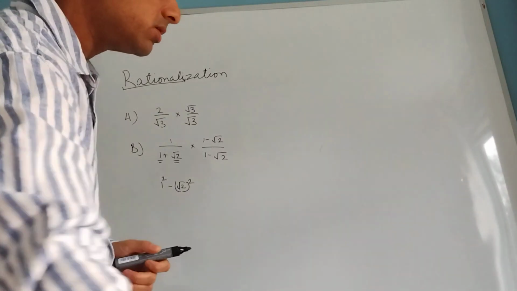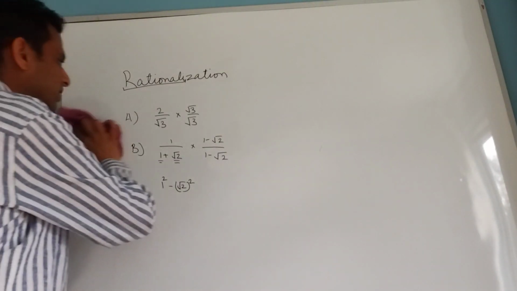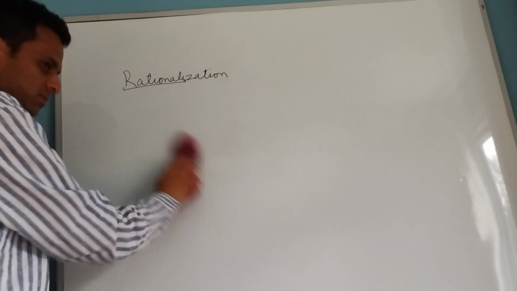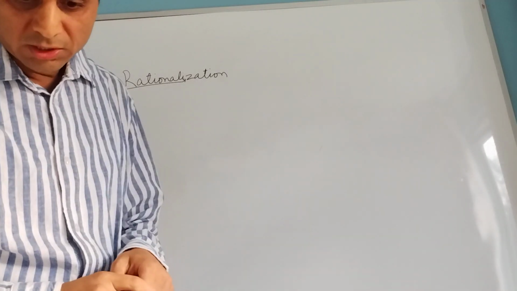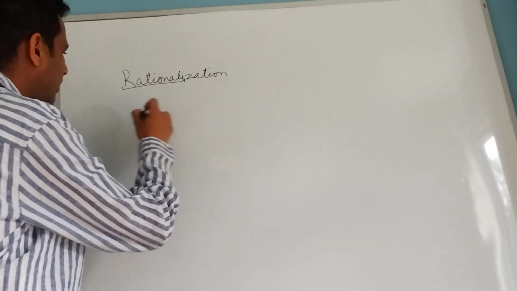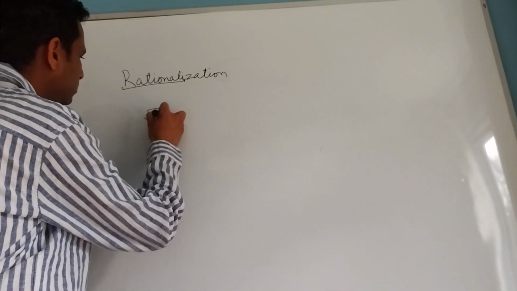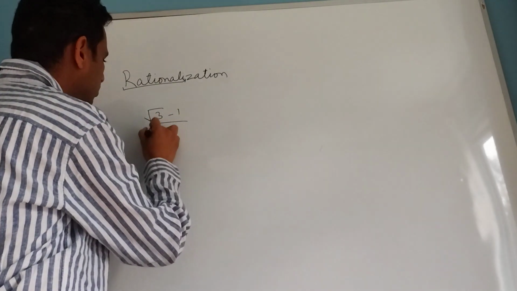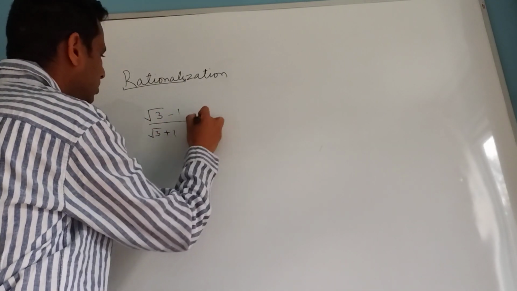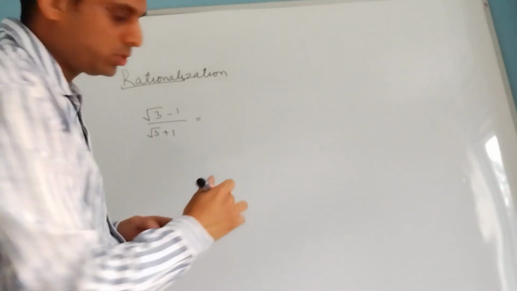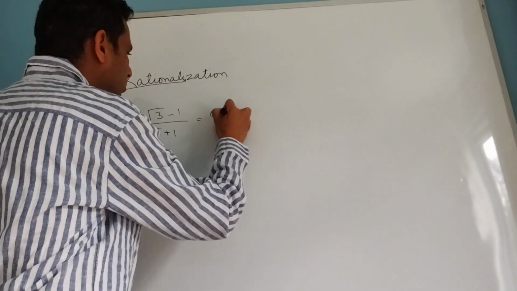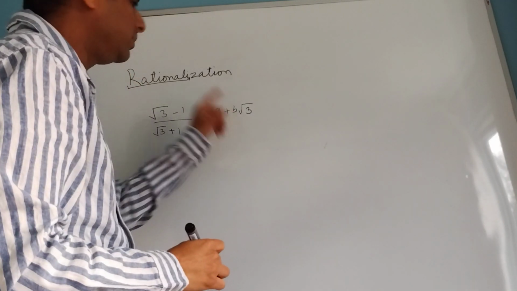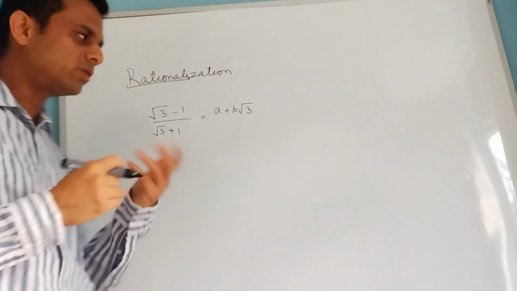Another very popular kind of question in doing rationalization, and a little more trickier than what we've discussed till now, is to rationalize this number. For example, root 3 minus 1 by root 3 plus 1. If this is equal to a plus b root 3, then find the value of a and b. So this is a little more trickier.